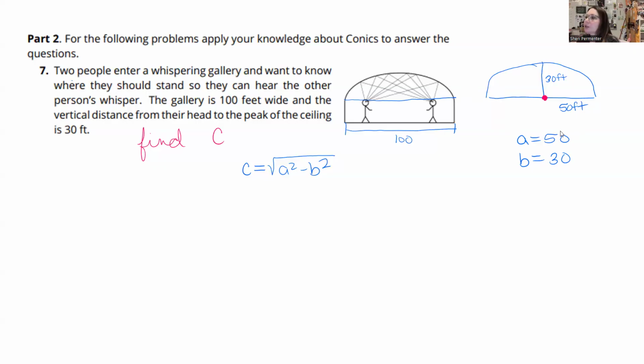For an ellipse, so this is a review, the bigger number is always A. And you can tell by the formula, because if the bigger number could be B, what would you end up with in the square root? A negative number, and that's not going to work. So the bigger number is always A for an ellipse. That is not the case for a hyperbola, so keep that in mind. And so I end up with C is equal to the square root of 50 squared minus 30 squared.